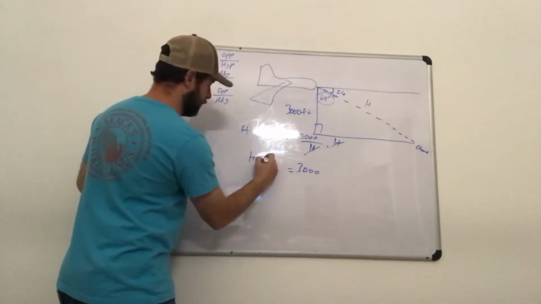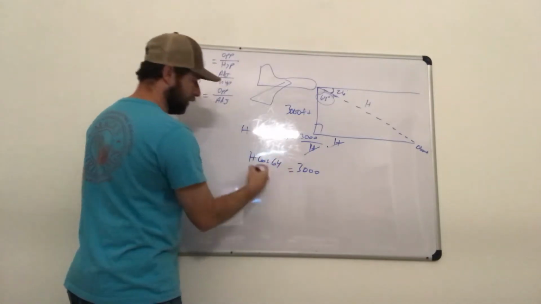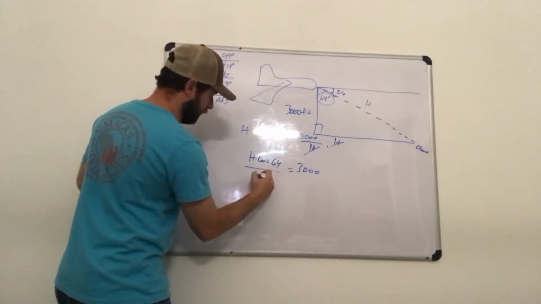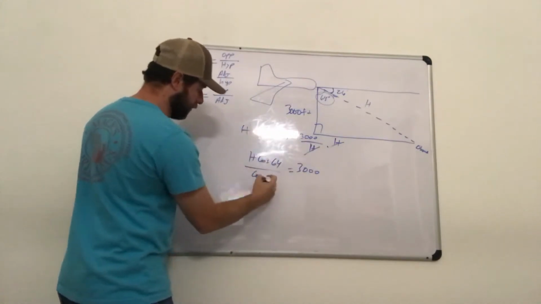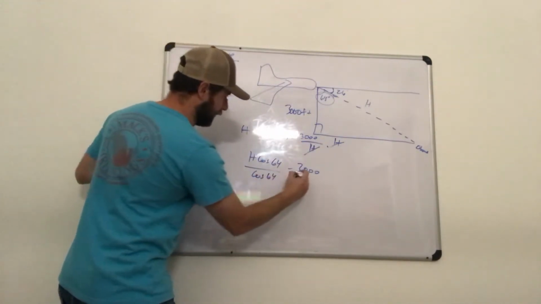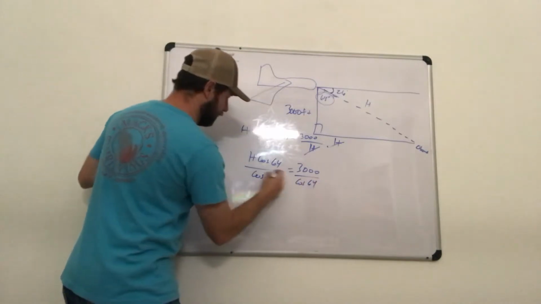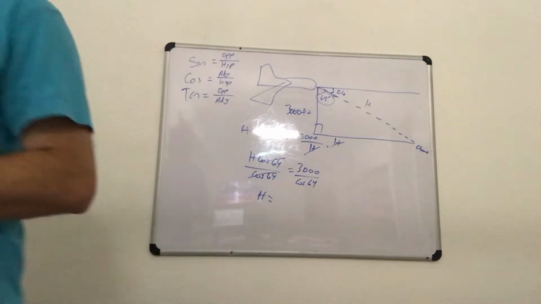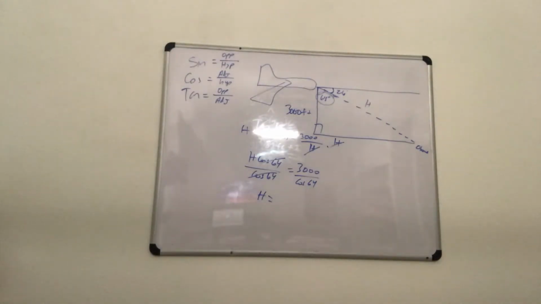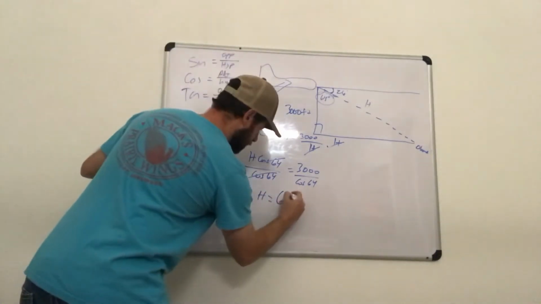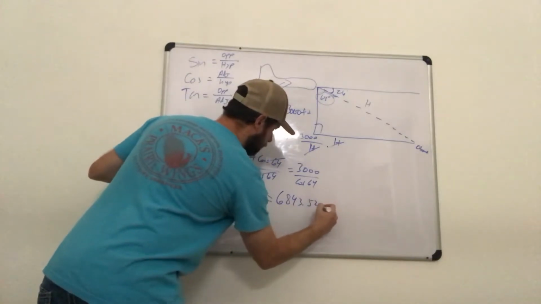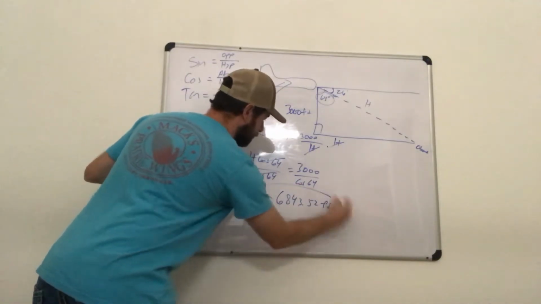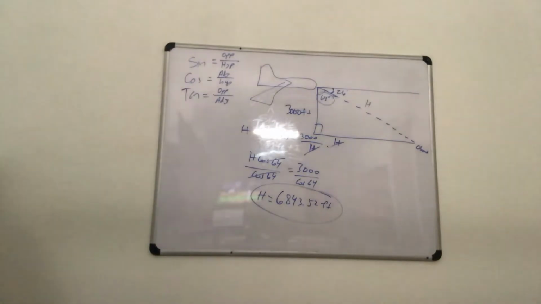3,000 equals h cosine 64. H is still not isolated. We got it from the denominator to the numerator, which is great. Divide both sides by cosine 64. H equals 3,000 divided by cosine 64, and that's going to be 6,843.52 feet. That is the slant height of that.